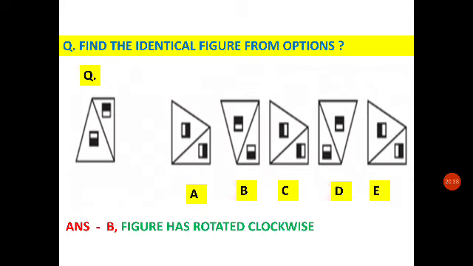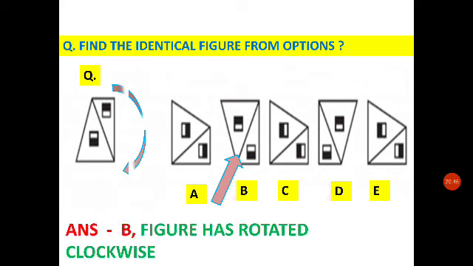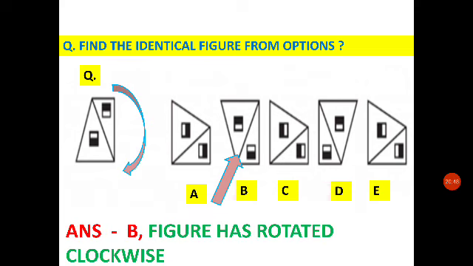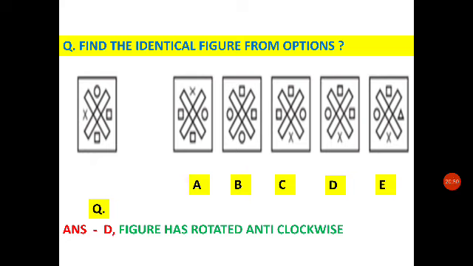Identical figures from the options, similar question as before. Question is given, answer is B. Figure is rotated clockwise. Now this figure again, you have to watch it very carefully.